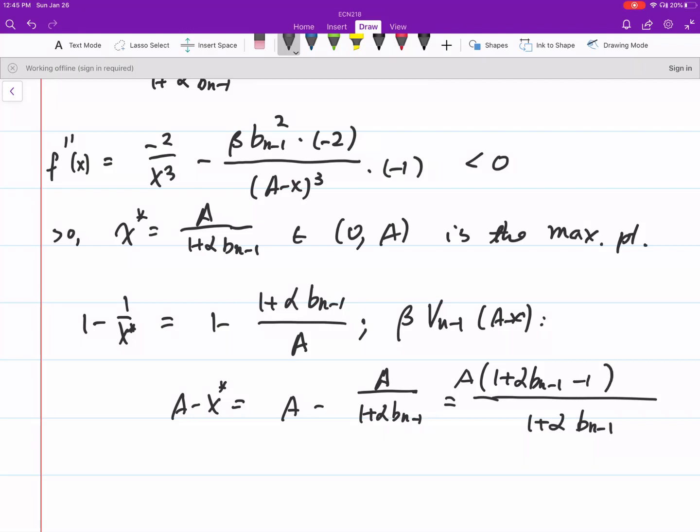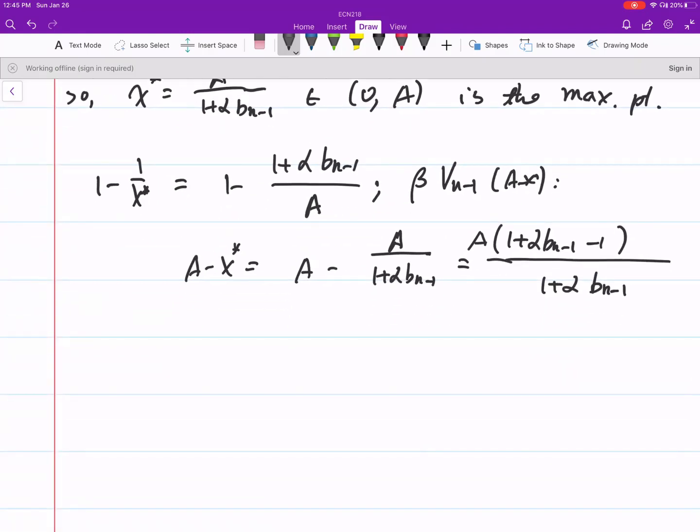n minus 1. This is, in fact, our second time of computation now. So this is going to be a alpha b_{n-1} over 1 plus alpha b_{n-1}. Okay. Just be very careful about these computations. If you just make one small error, then you're going to ruin everything. So just be extra careful.